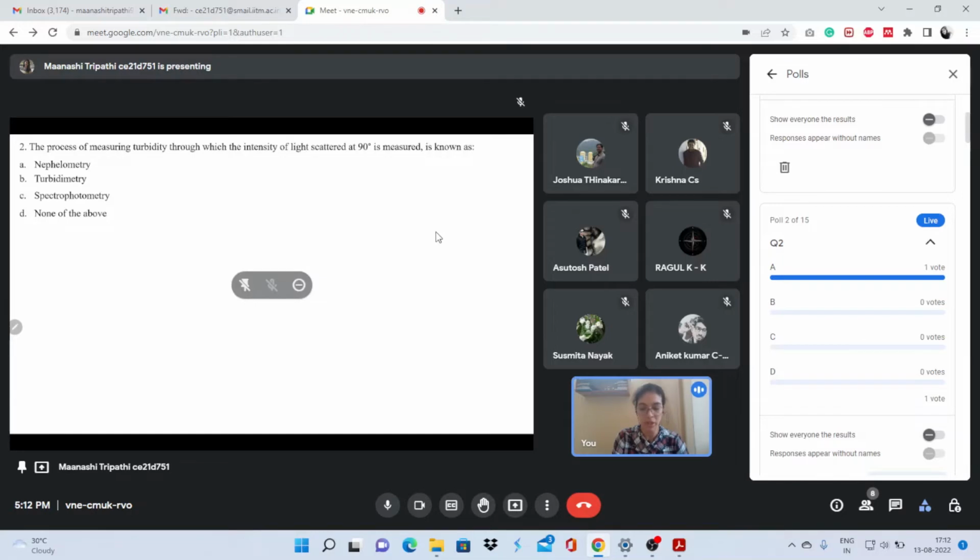The process of measuring turbidity through which the intensity of light scattered at 90 degrees is measured. Here the important point is 90 degrees.